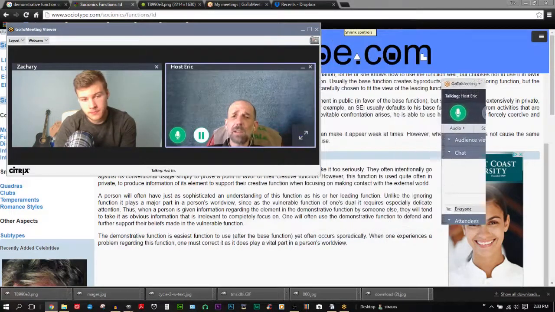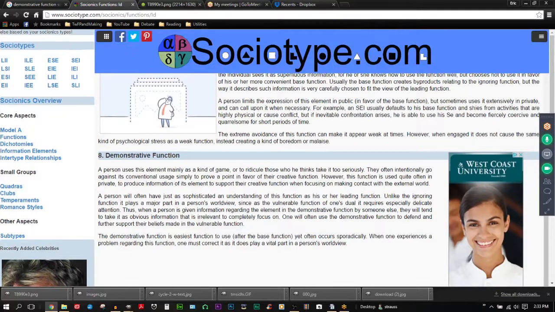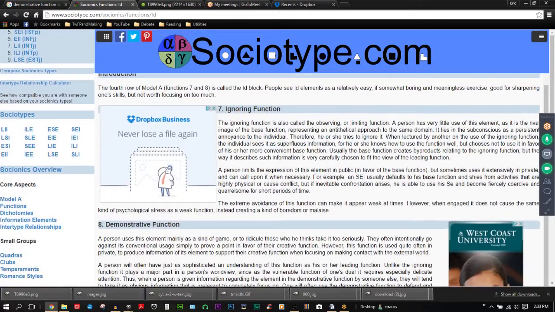So let's talk a little bit about the demonstrative function in socionics. Now, the fourth row of Model A, functions 7 and 8. When they say 7 and 8, as far as I know, they mean 5 and 6.